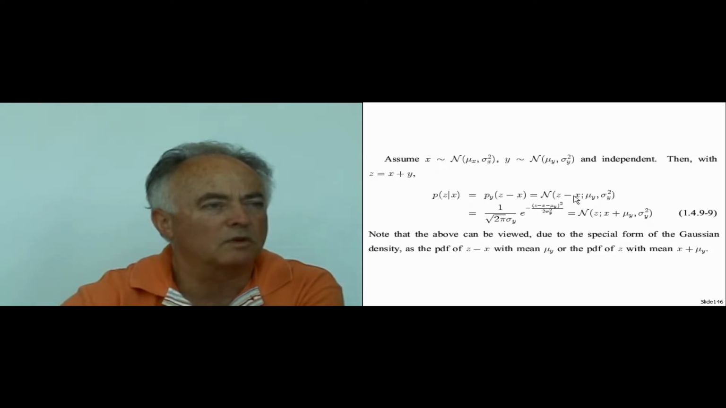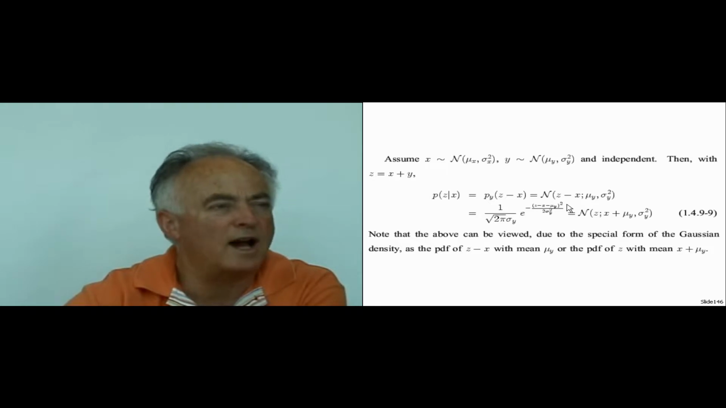Here's the argument. Here are the two parameters, mu sub y, sigma y squared, which I can write now with the explicit form of the Gaussian density. Here's my argument, z minus x minus the mean, squared, over twice the variance, with a minus here in the exponent, and the variance is just sigma y squared. That's the same sigma y that we have here. Now, what I can do is change the way I look at this density and say I'm interested in z.